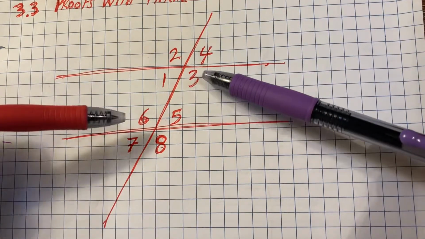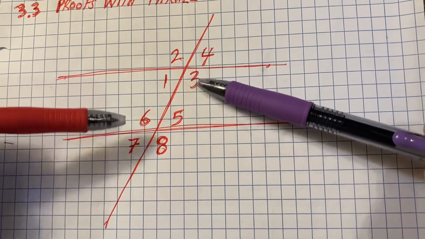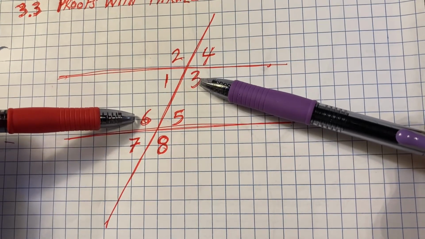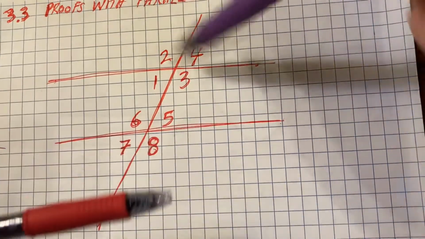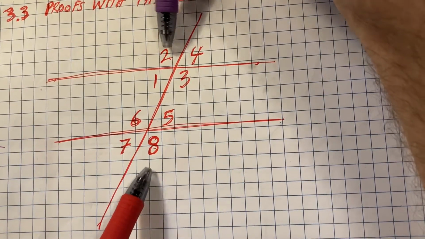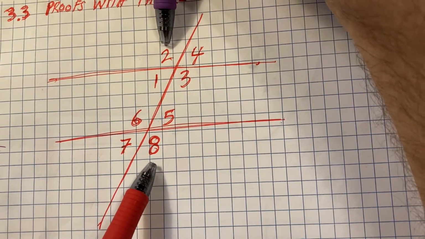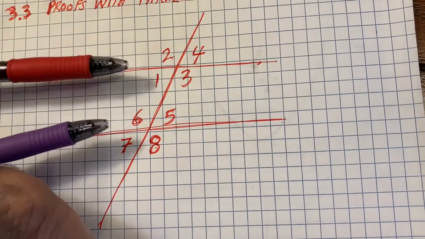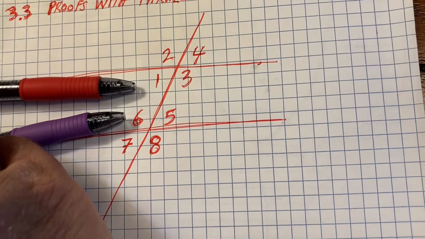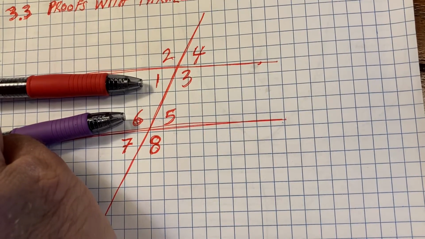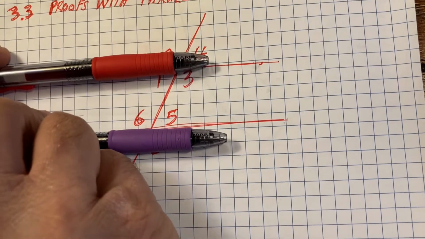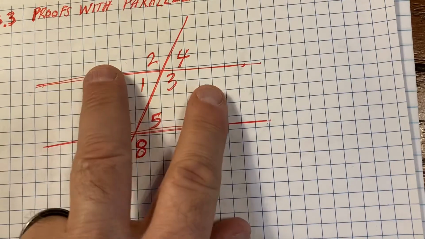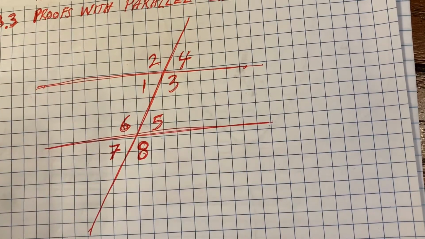alternate interior angles. If angle 3 and angle 6, since these are alternate interior angles, are congruent, then the lines are parallel. Same thing with alternate exterior. If alternate exterior angles are congruent, then these lines are parallel. And the last one, if consecutive interior angles are supplementary, then these two lines are parallel. Okay? So it's just a converse of what we did last time.